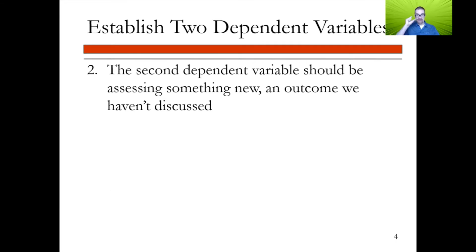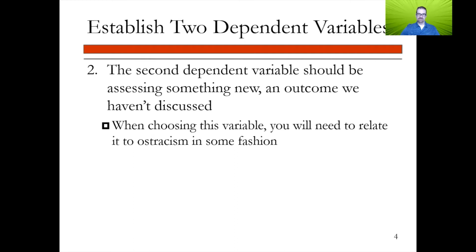The second dependent variable should be assessing something new, an outcome that we haven't discussed yet. This is something that wasn't in the literature that we were reading through. It'd be something new and different that you're bringing to the table in investigating your research question. When you choose this variable, you need to make sure it relates to ostracism in some fashion or another. It can be that there's an article that's talked about how ostracism affects this outcome, or it could be an outcome that you're interested in looking at.